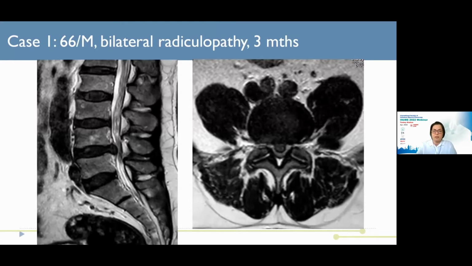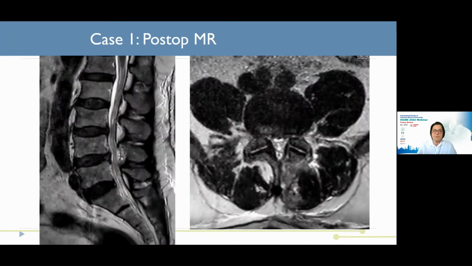The first one is a 66-year-old male presenting severe pain in both legs, having more severe pain on the left side. Preoperative MRI showed a central rupture disc of L4-5 level. I performed UBE discectomy on this patient successfully. After the surgery, the rupture disc had been removed. Postoperative MRI showed the complete removal of the disc particle.